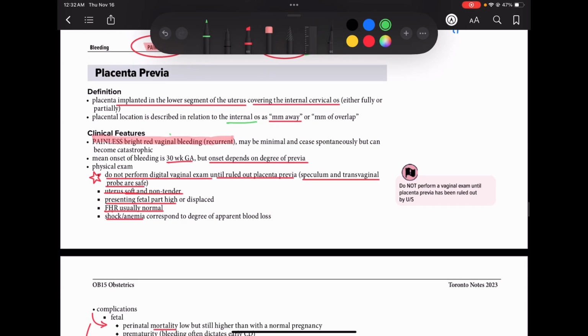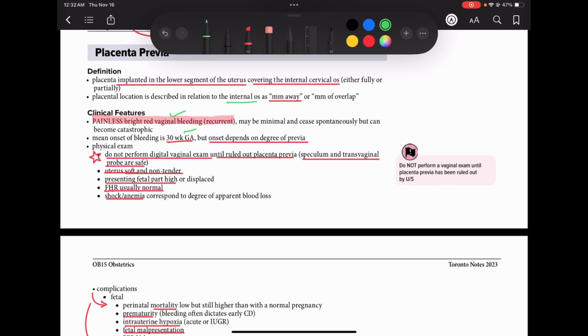It is painless, bright red vaginal bleeding, recurrent. Mean onset is 30 weeks. Onset depends on the degree of previa. This is to remember, do not perform digital vaginal exam until you rule out placenta previa. Because what if it is placenta previa and your digital vaginal exam would rupture the rest of it too? So speculum and transvaginal probes are safe, but the digital vaginal exam is contraindicated. Do not perform a vaginal exam until placenta previa has been ruled out by the ultrasound.